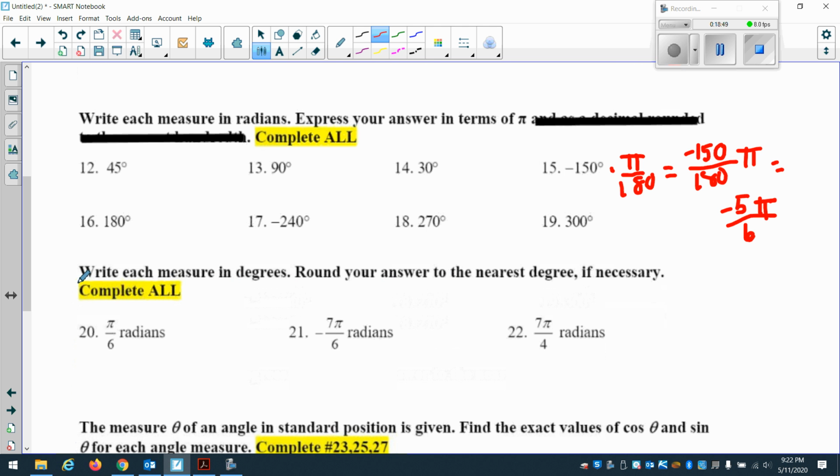Same thing down here. When you write each measure in degrees, you are converting from radians to degrees. So for example, if we had pi over 6, we multiply by 180 over pi, ends up canceling out. 180 divided by 6 gives you 30 degrees.